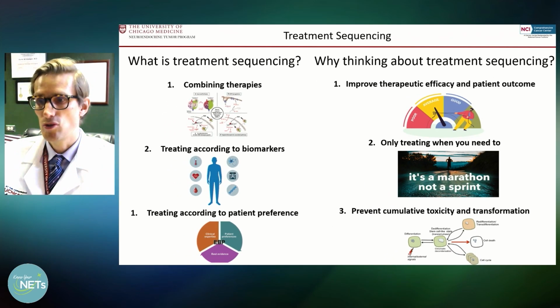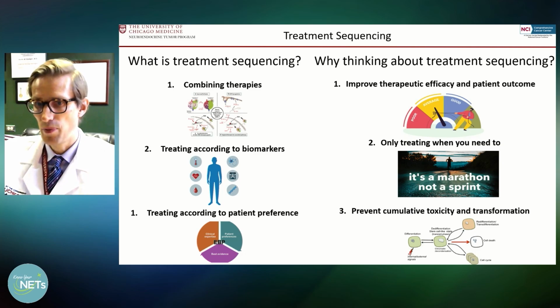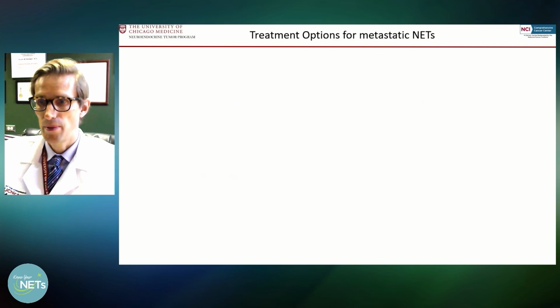Also, for example, if we treat patients with different types of radiotherapies like PRRT and like Y90 radioactive beads to the liver, we have to pay attention that we don't over-radiate the liver and that we don't cause any liver damage due to these different therapies. So choosing when to use what therapy and in what sequence is really important. But as I'll show you throughout this talk, there's a lot more that we need to learn about it.